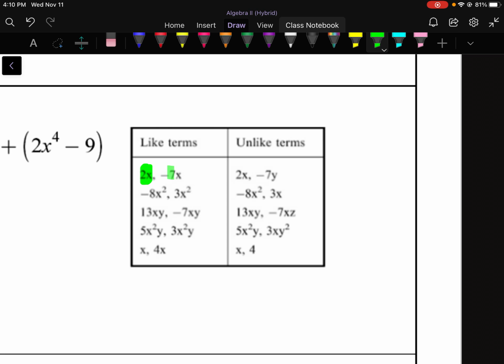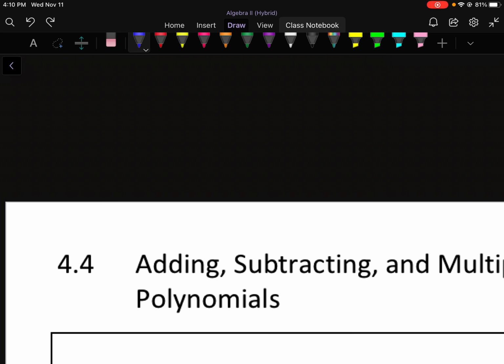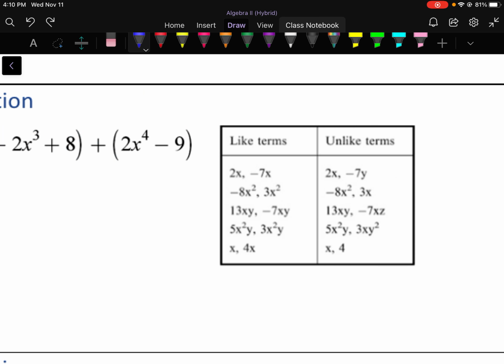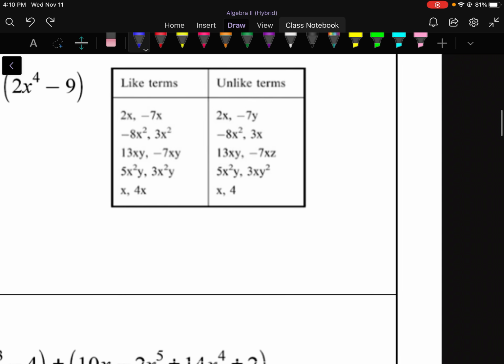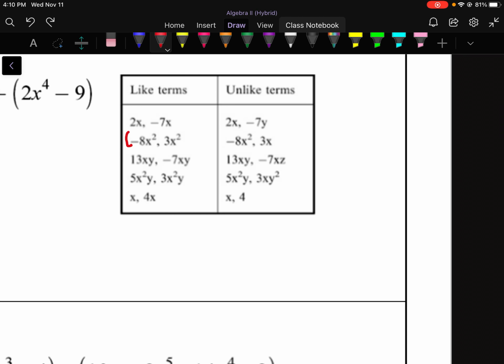So if you look at 2x and 7x here, what makes them alike is their exponent is the same. For both of these, even though it's not written, the exponent's 1. So those would be like terms. Same thing here. Negative 8x squared and 3x squared. They both have an exponent of 2. That's what makes them like terms. 13xy, they both have the same variables, xy, same exponents, so we're good to go. X squared y, those are like terms, x and x.